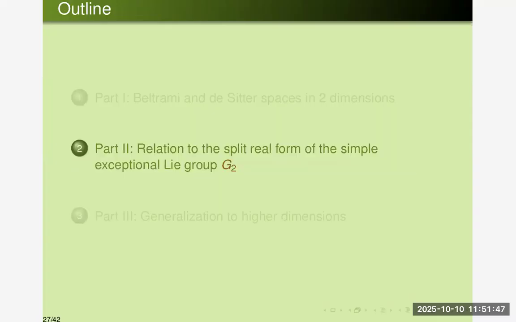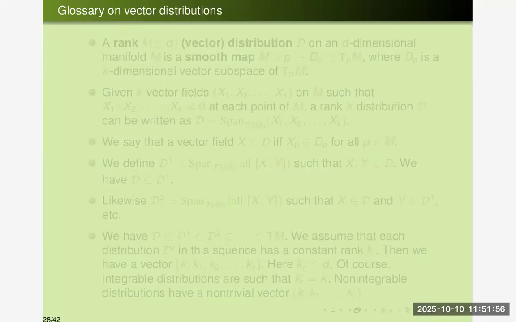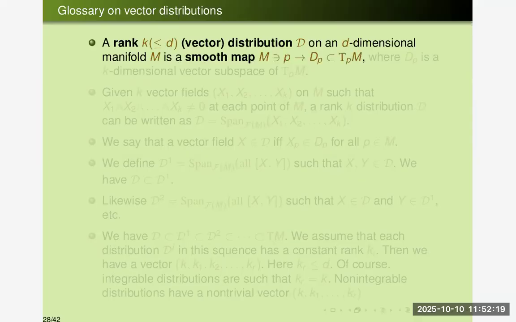Okay, so now what is the relation to the split real form of the exceptional group G2? Maybe in this seminar I have to say something about the geometry of distributions because people don't know it, maybe. When I was a student, I knew it, but now people don't know what a vector distribution is. Okay, so a rank k vector distribution D on a d-dimensional manifold M is a smooth map which assigns to every point P in M a k-dimensional subspace in the tangent space. Okay, so that's what a distribution is.